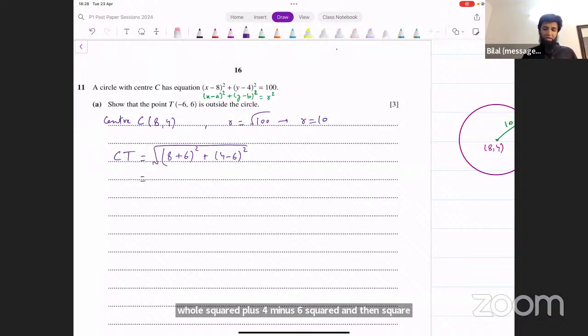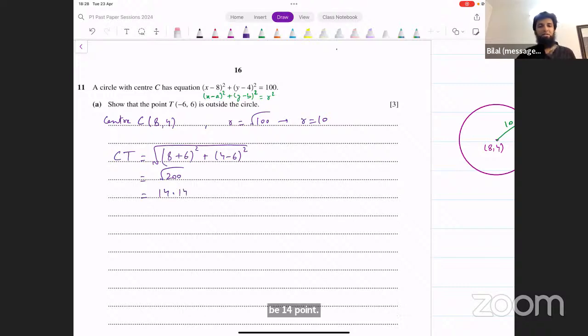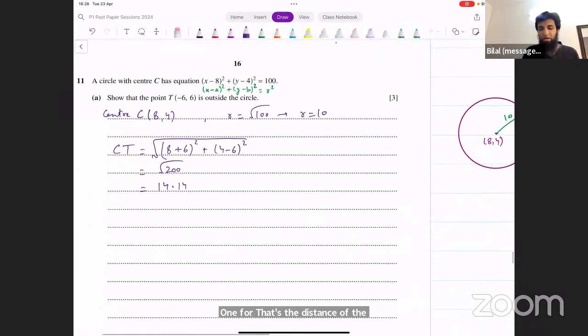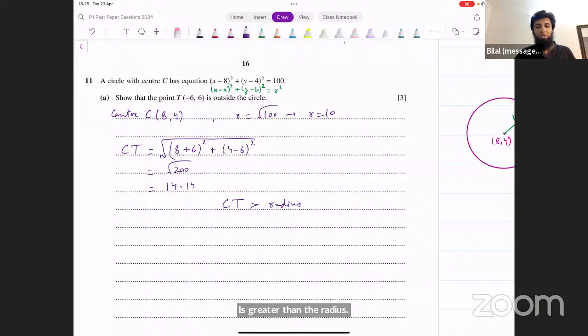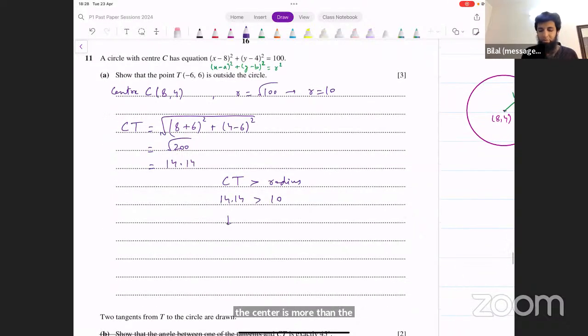What do we get from this? 14 squared plus 2 squared, that's 200. So this is square root of 200, which turns out to be 14.14. That's the distance of the point T from the center of the circle. Now we say, since CT is greater than the radius, distance of the point T from the center is more than the radius. 14.14 is greater than 10. That means T lies outside the circle.